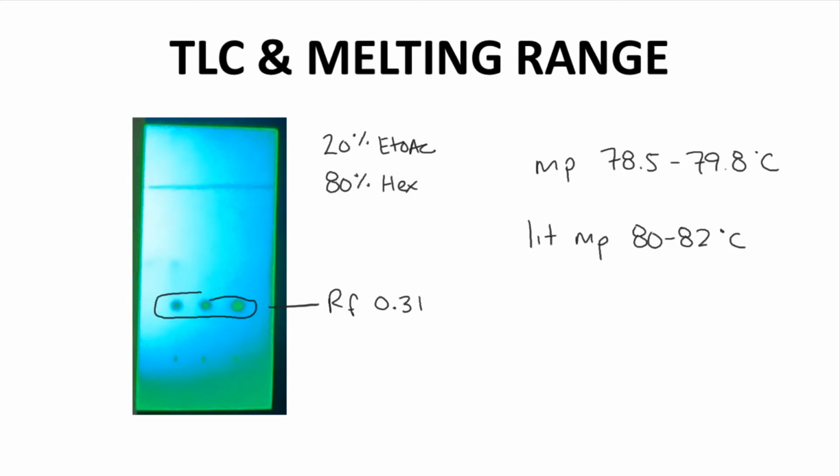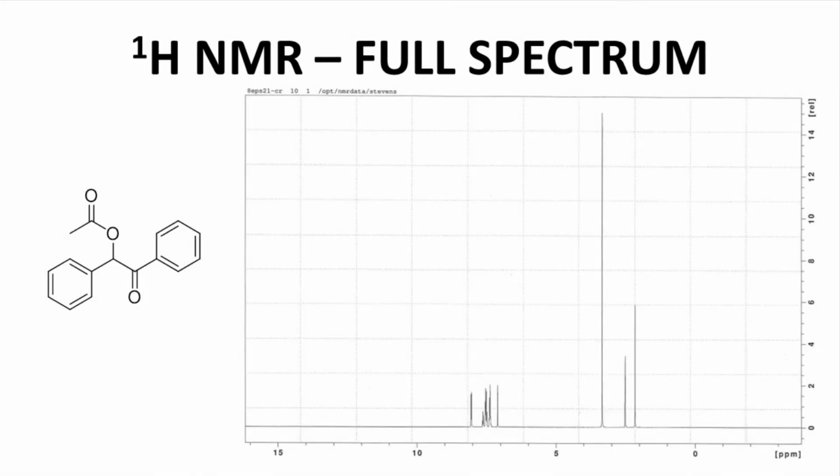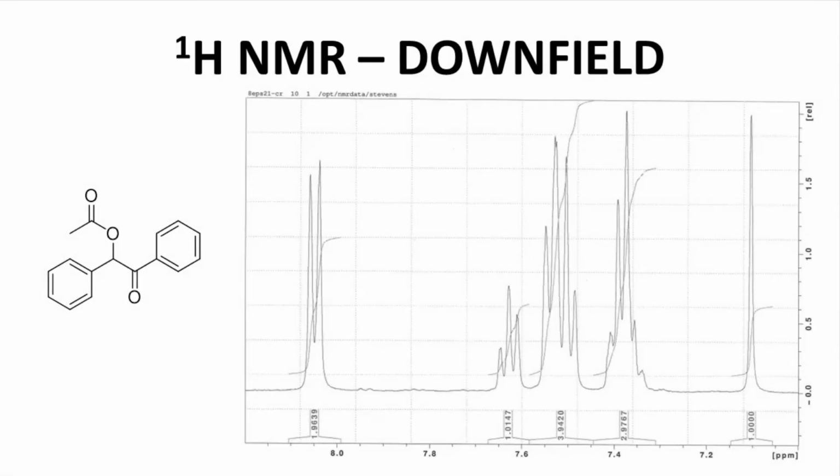How about the NMR? Here is the full NMR spectrum. This spectrum was performed at 400 megahertz in deuterated DMSO as a solvent. Let's first zoom into the downfield region, and then we'll look at the upfield region. The first peak I want to discuss is the singlet at 7.1 ppm. This hydrogen is the one next to the carbonyl.